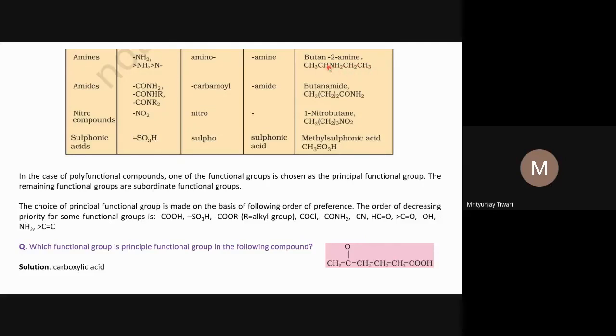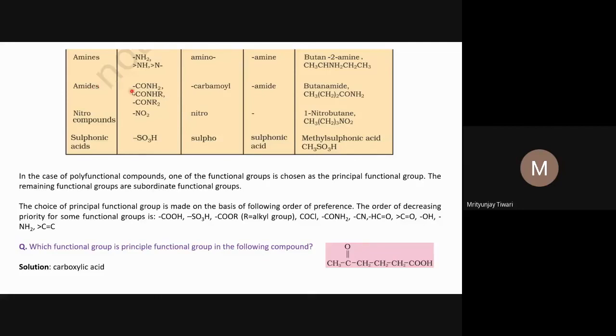This group can be in between, so one can also write CH3, CH2, NH, CH2, CH3. That will be a secondary amine. Then one can also write CH3, CH2, N, CH3, then CH2, CH3. That will be a tertiary amine. Or one can write nitrogen with one CH3, one CH3, one CH3, all three hydrogens of ammonia replaced with three CH3 groups. That will also be a tertiary amine.